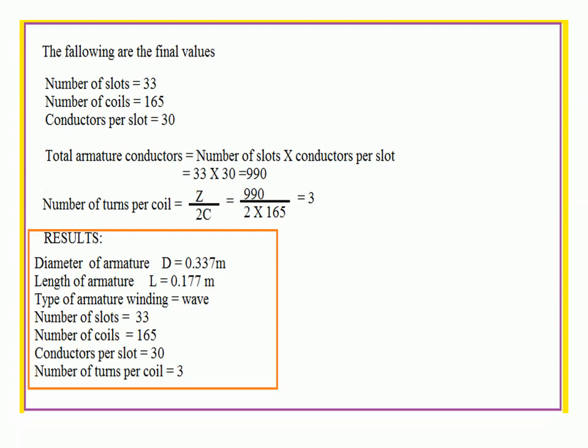Hence, the following values are finalized. Number of slots equal to 33, number of coils equal to 165, conductors per slot equal to 30, total armature conductors equal to number of slots into conductors per slot, as per final values 33 into 30, 990. Hence, number of turns per coil equal to Z by 2C. You substitute the values and get 3. Final results of this problem are as shown below. Thank you, sirs.